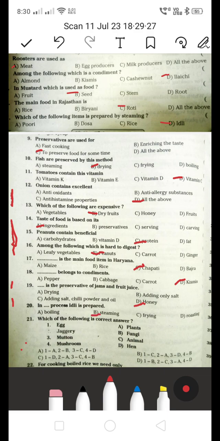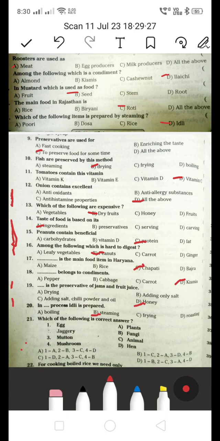And next, which of the following is the correct answer? Is it egg, jaggery, mutton, mushroom? A, plants. B, fungi and animal. C, D, hen. Which is the right answer? Egg vachesariki manaki animals nunchi ostadi.